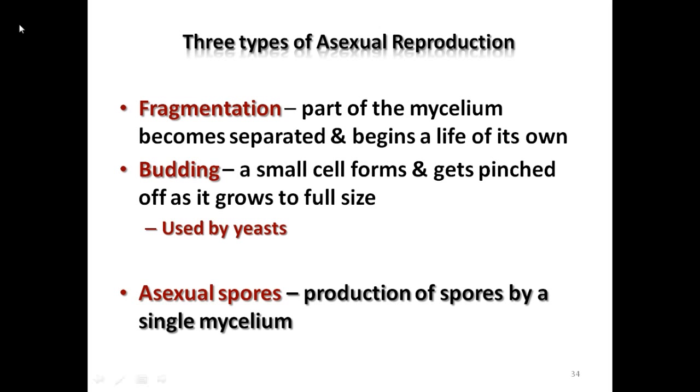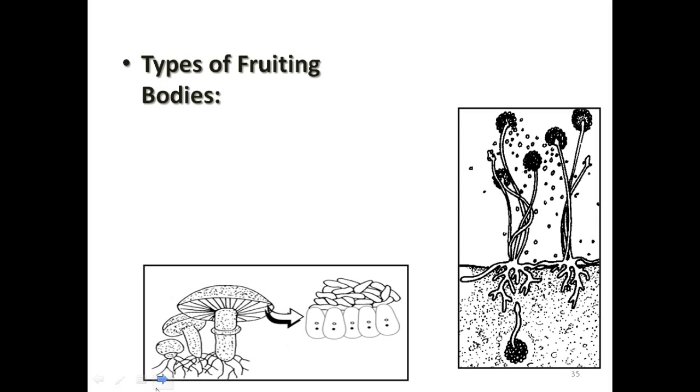The next one is budding. A small cell forms and gets pinched off as it grows to full size. Asexual reproduction is also by spores produced by a single mycelium. Examples of the spores are conidia, sporangiospores and zoospores.